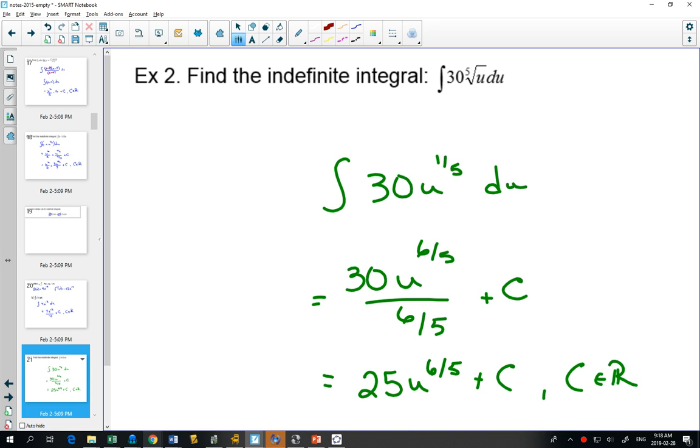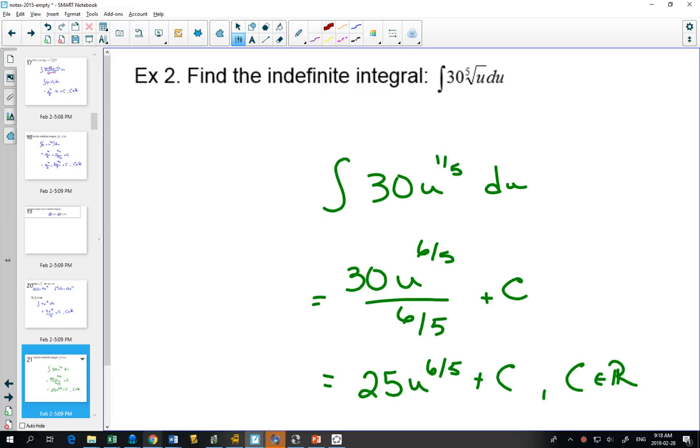30 divided by 6/5, is that 25? Okay, do a quick check. Look, if I multiply 6/5 by the 25, I'm going to get 6 times 5, which is 30, which matches up. Yes? You're like, do you write the C in the answer at all?